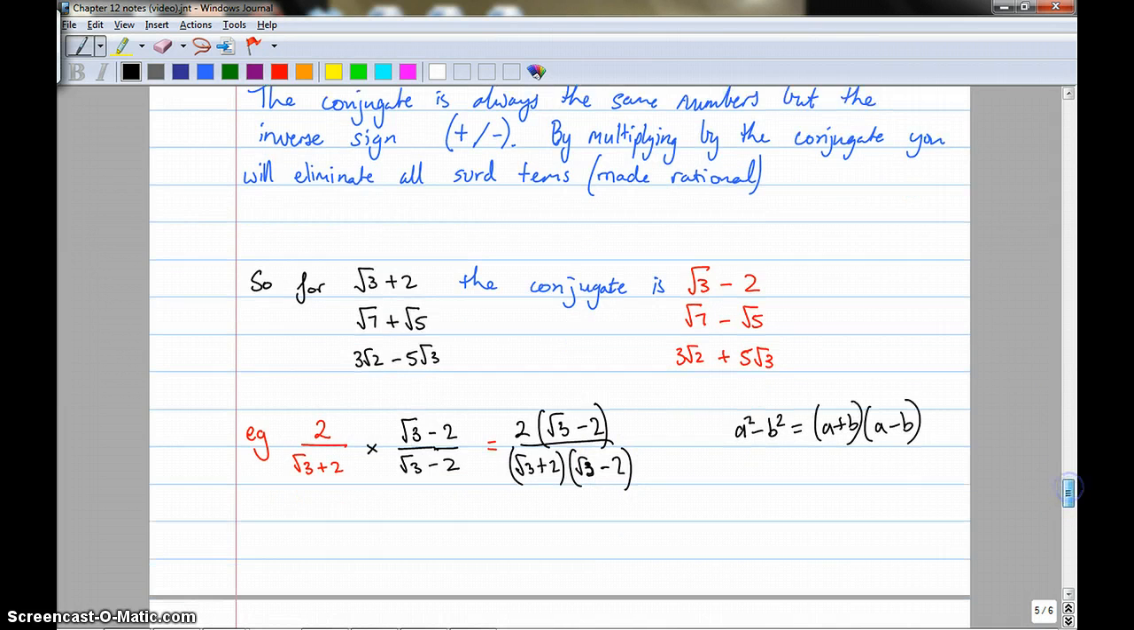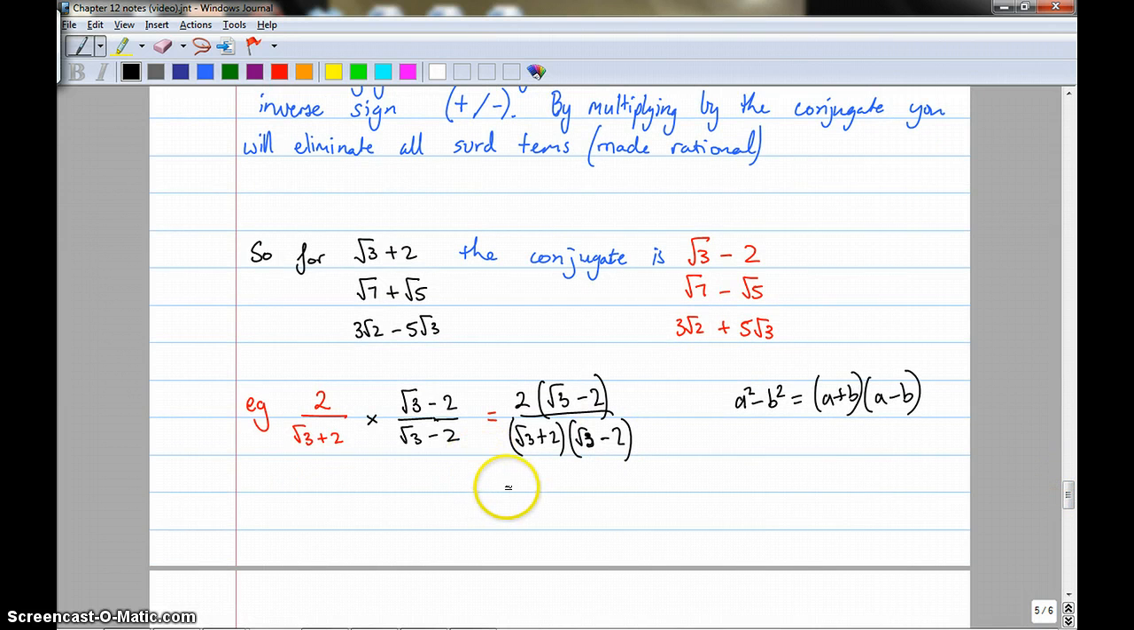I'll do the first one the long way, but then after that I will show you the shorter way. This now becomes 2 root 3 minus 2. The top is relatively straightforward. And the bottom is going to be root 3 times root 3. So first, that's just 3. And then we do FOIL: inside, plus 2 root 3. And then outside, minus 2 root 3. And then last, 2 times negative 2, which is negative 4.